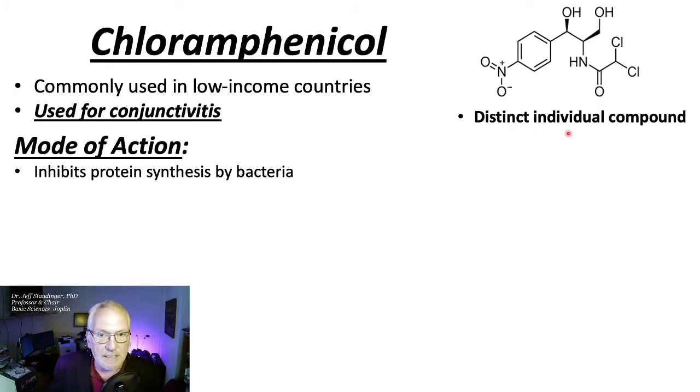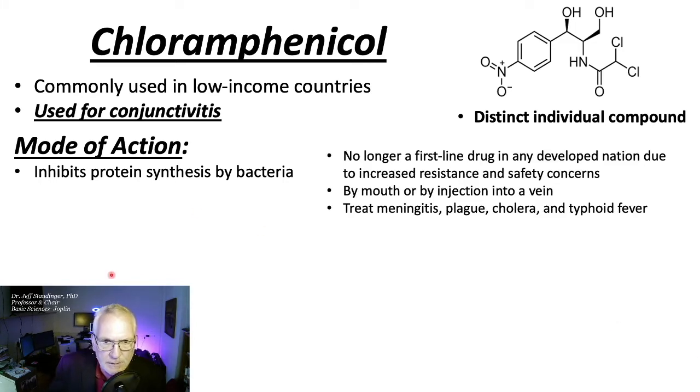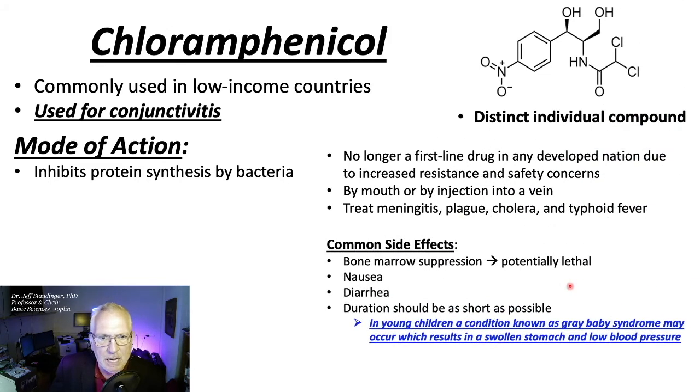Chloramphenicol is a distinct individual compound. Its mode of action is to inhibit protein synthesis by bacteria. It's no longer a first-line drug in developed nations due to increased resistance and safety concerns. It's used by mouth or by injection into a vein. It treats meningitis, plague, cholera, and typhoid fever. There are common side effects, especially in children. There's a syndrome known as gray baby syndrome, and it results in a swollen stomach and low blood pressure.